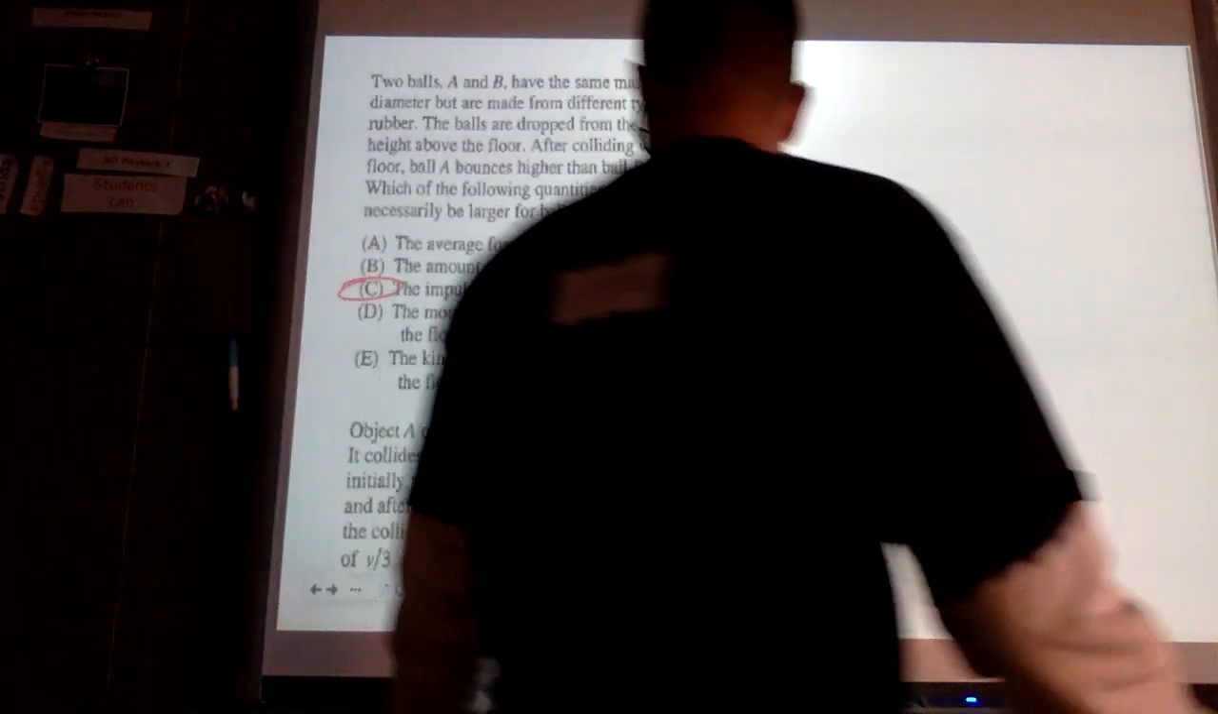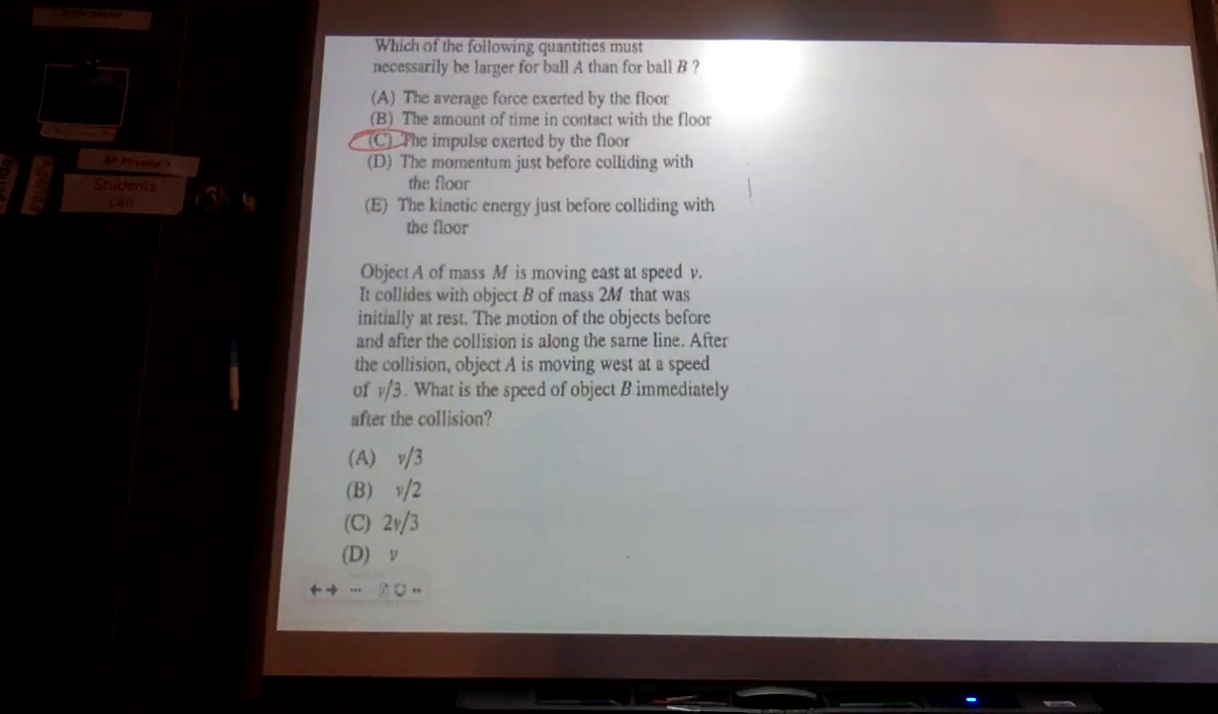Object A of mass m is moving east with speed v. It collides with object B of mass 2m that was initially at rest. The motion of the objects before and after collision is along the same line. After the collision, object A is moving west at a speed of v over 3. What is the speed of object B immediately after collision?